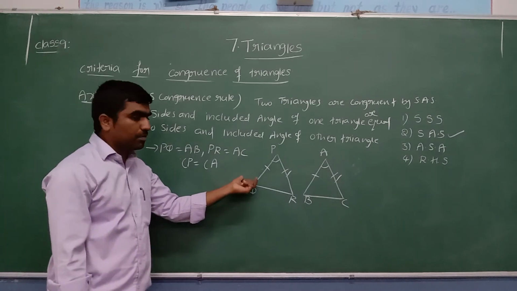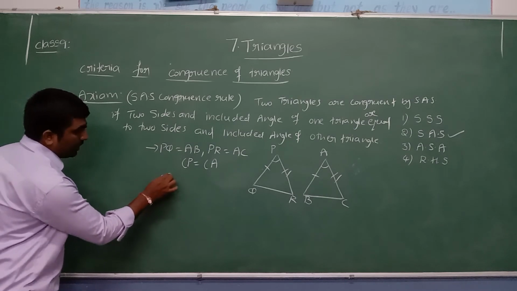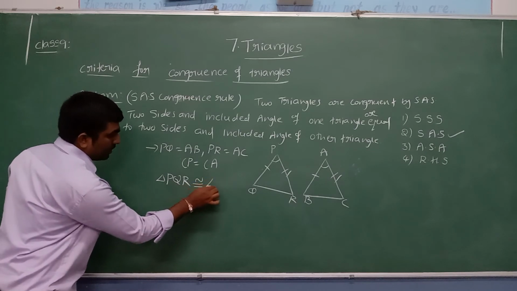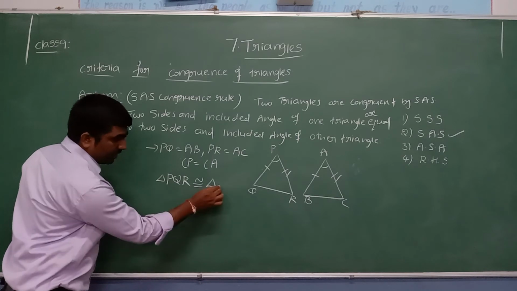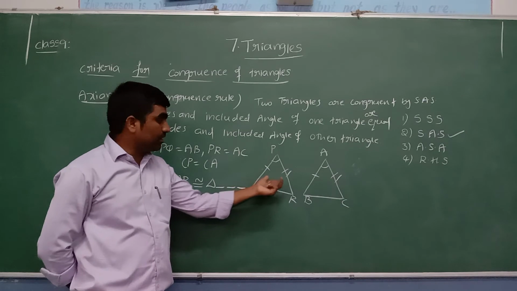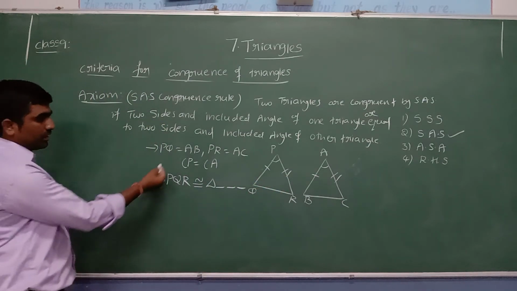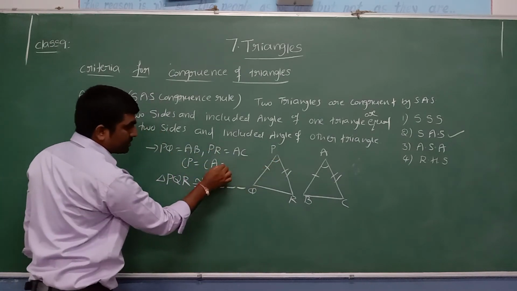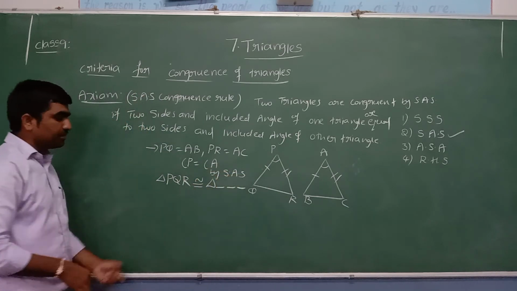Now let us write this in symbolic form using the congruent symbol. Triangle PQR is congruent to triangle, and we write three letters. I said symbolic form writing is very important. Once triangles are congruent, the corresponding angles are equal and the corresponding sides are also equal. Since the corresponding two sides and their angle are equal, they are congruent by the SAS congruent rule.